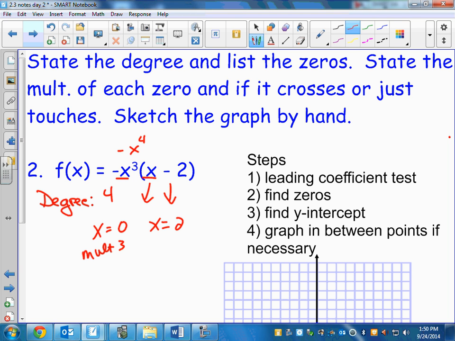The other thing that we learned both yesterday and today is if this is an odd power, that means it's going to cross. And even more importantly, it's going to cross with that little S part there, right?